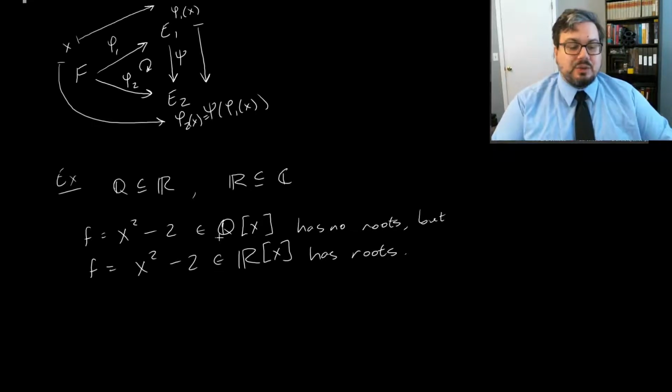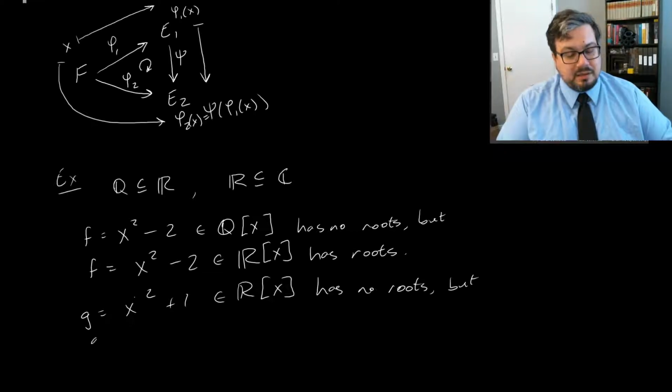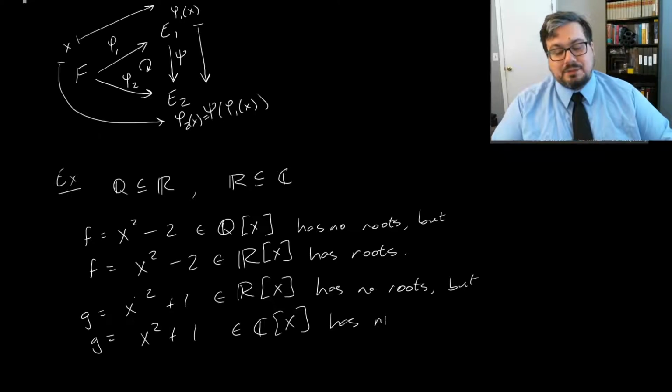And similarly, you can look at, for instance, the polynomial x squared plus 1 inside the polynomial ring over the reals. It has no roots, but it does have roots over the complex numbers.